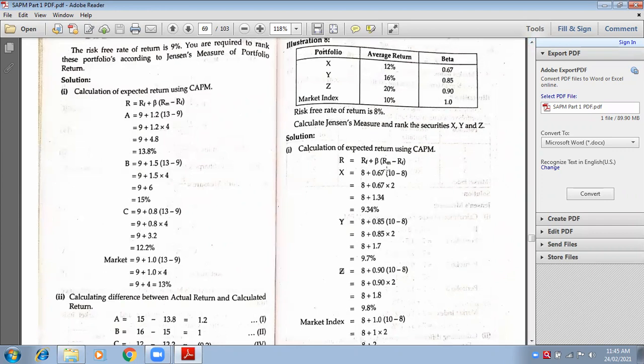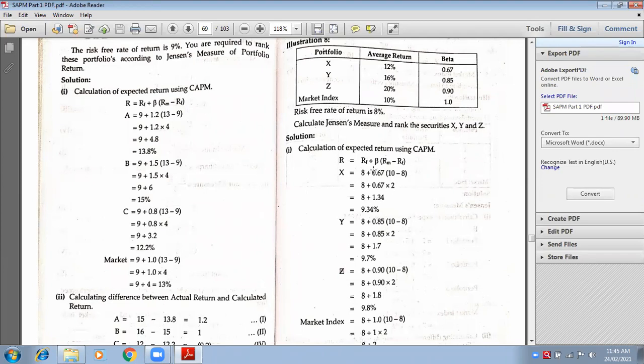So RF plus beta. So X is 0.67, Y 0.85, go on checking with each one of them, Z is 0.90 and the market is 1.0. So the market has beta 1.0 in the formula as well. Then the bracket, RM minus RF. If you see, in the bracket everything is the same. Everywhere 10 minus 8. In the table, the market index is given average returns, so RM, the return on market, is 10%, and RF is 8%. So 10 minus 8 everywhere in the bracket, for each one of them: X, Y, Z and market.